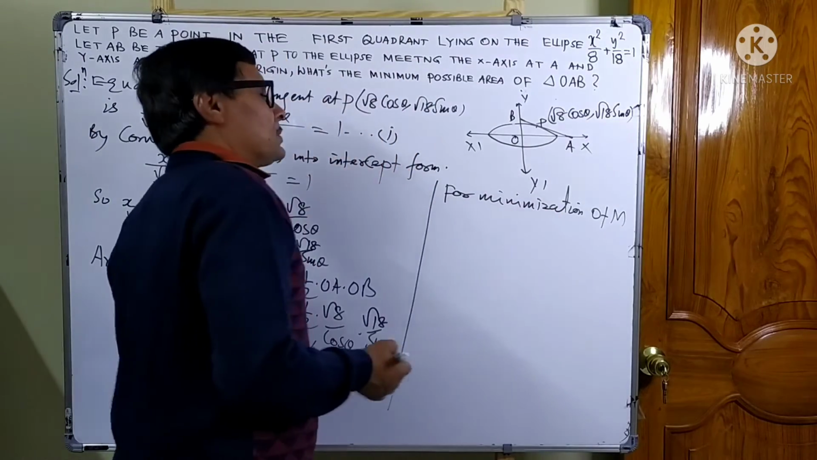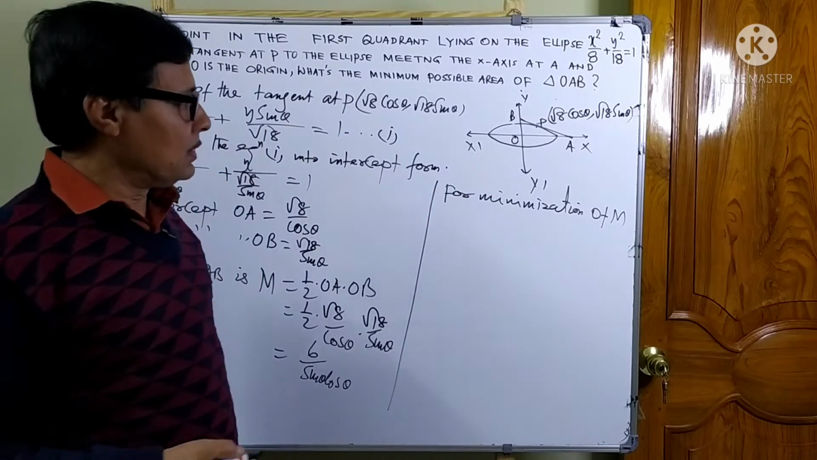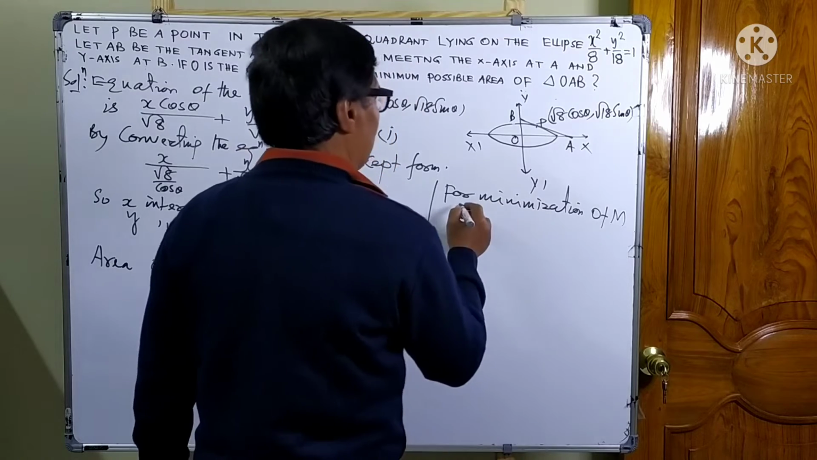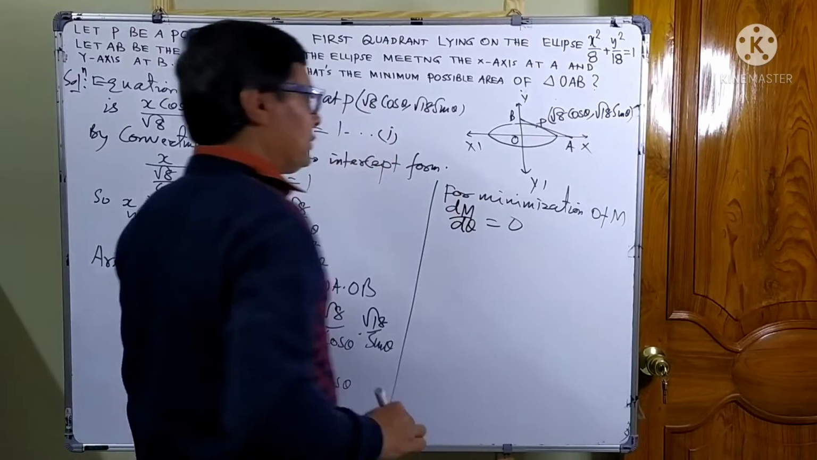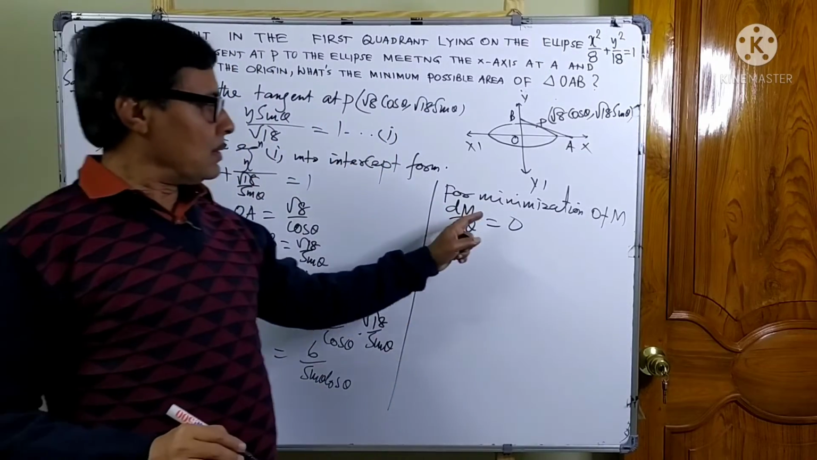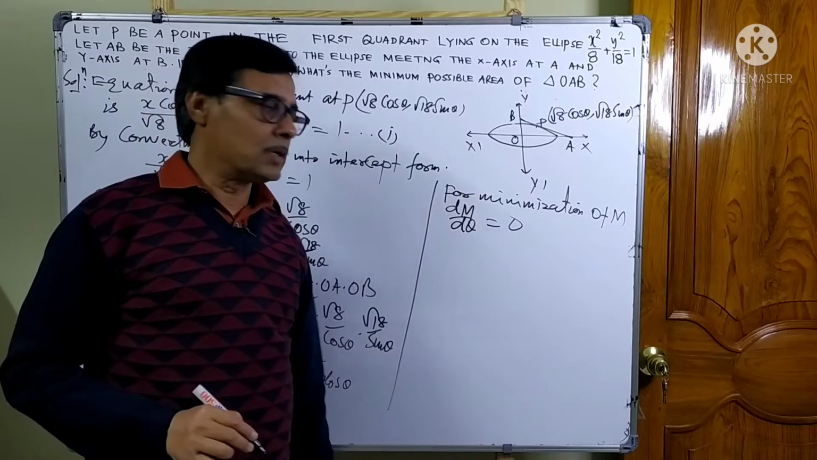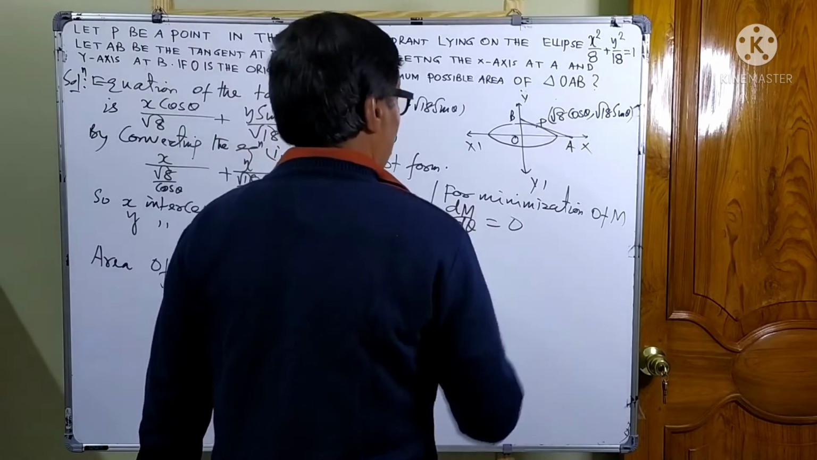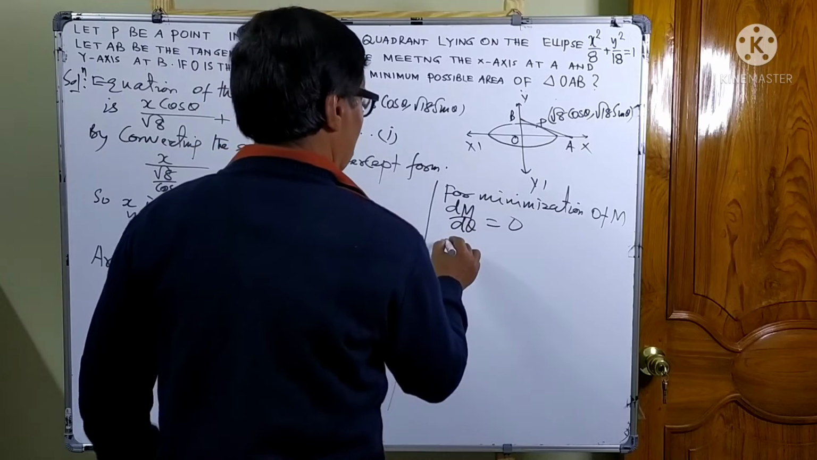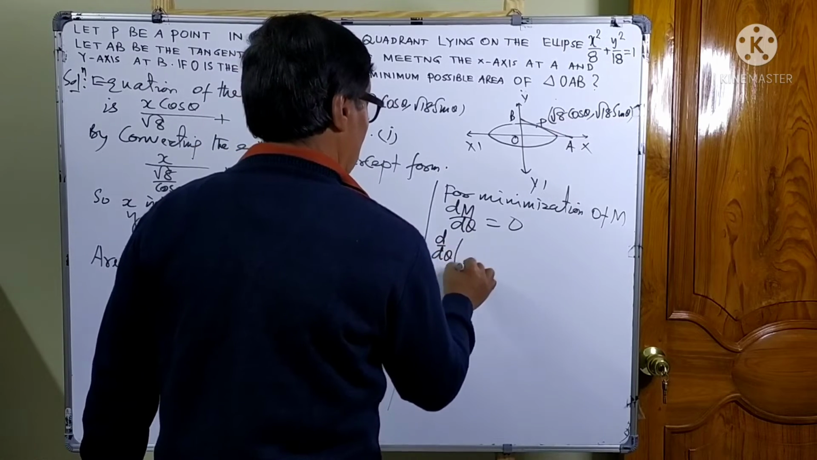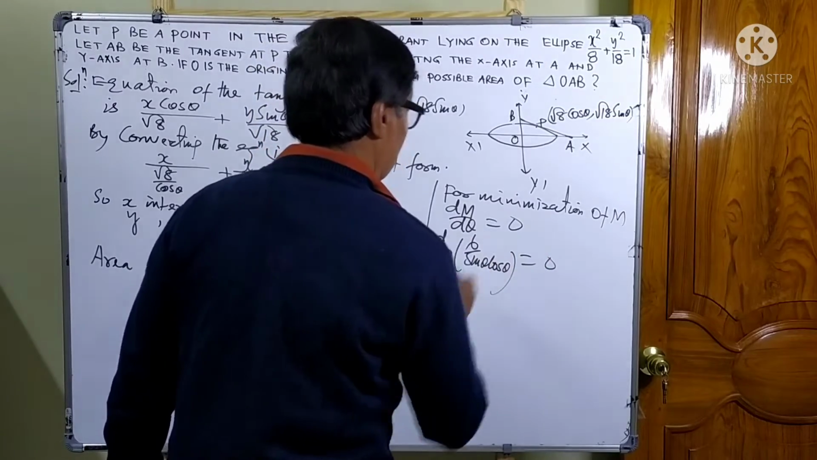For minimization or maximization, in both cases the first derivative of the quantity must be 0, that is dM d theta must be 0. This is the necessary condition for minimization or maximization. This is dM d theta equal to 0. So we can differentiate M with respect to theta. Here d d theta of 6 over sin theta cos theta equal to 0.